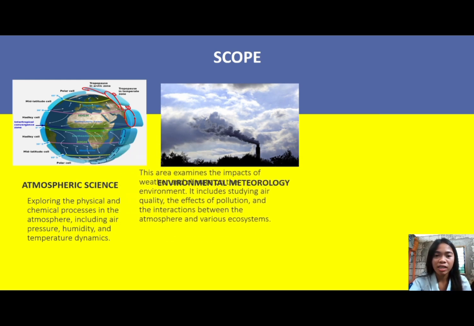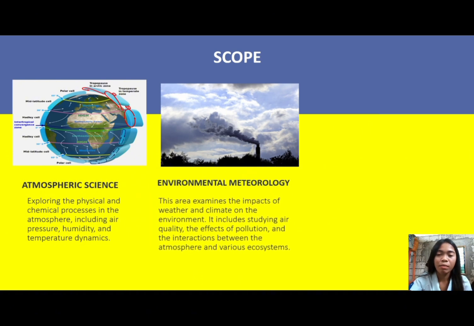Environmental meteorology in this area examines the impacts of weather and climate on the environment. It includes studying air quality, the effects of pollution, and the interactions between the atmosphere and various ecosystems. So environmental meteorology is the study of the impact of weather and climate in the environment, including air and water pollution and the effects of human activities on the atmosphere.